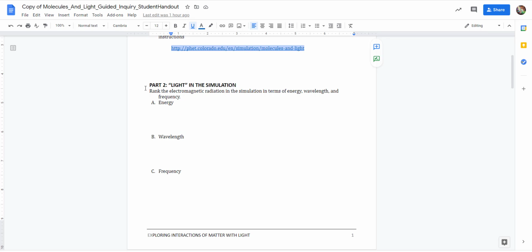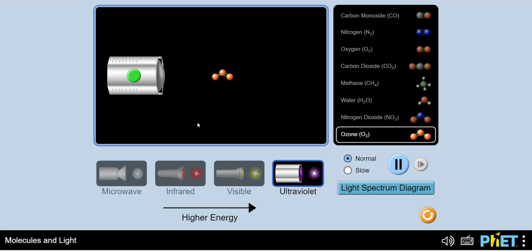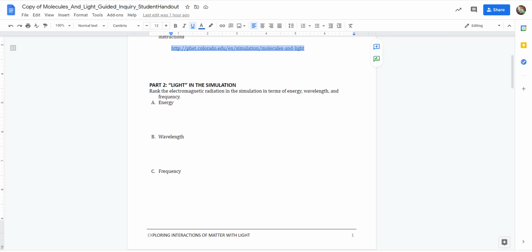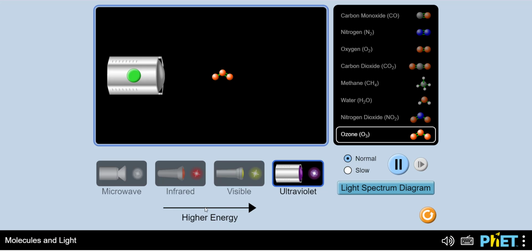The first question here is ranking the electromagnetic radiation in terms of energy, wavelength, and frequency. We're going to rank each of these factors for each of these types of radiation. So when it says rank the radiation types, it's referring to these 4 things here: microwave, infrared, visible, and ultraviolet light. These are all different types of electromagnetic radiation. The first one, energy, it actually indicates right here with this arrow that as you go from left to right, they go from lowest to highest energy, and you can rank those on your sheet.